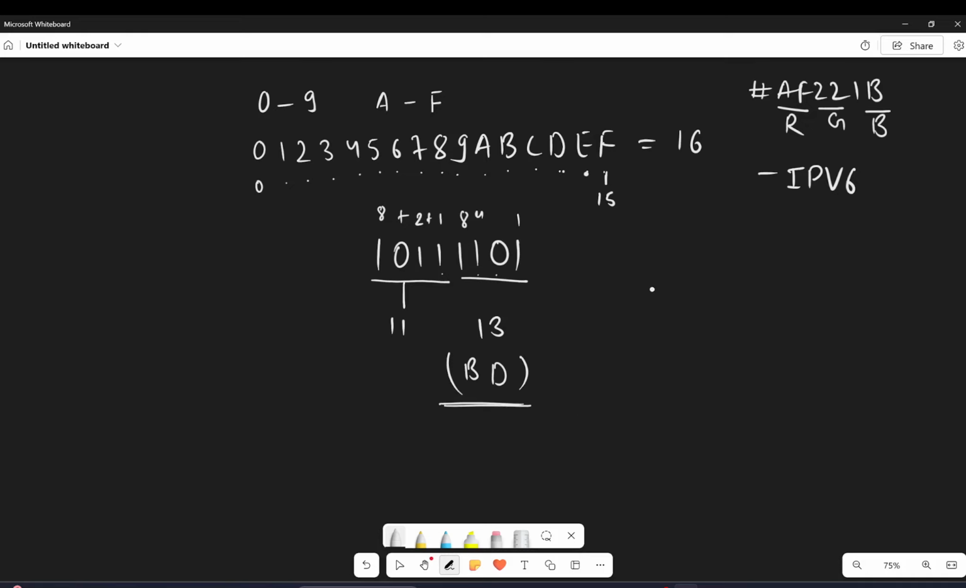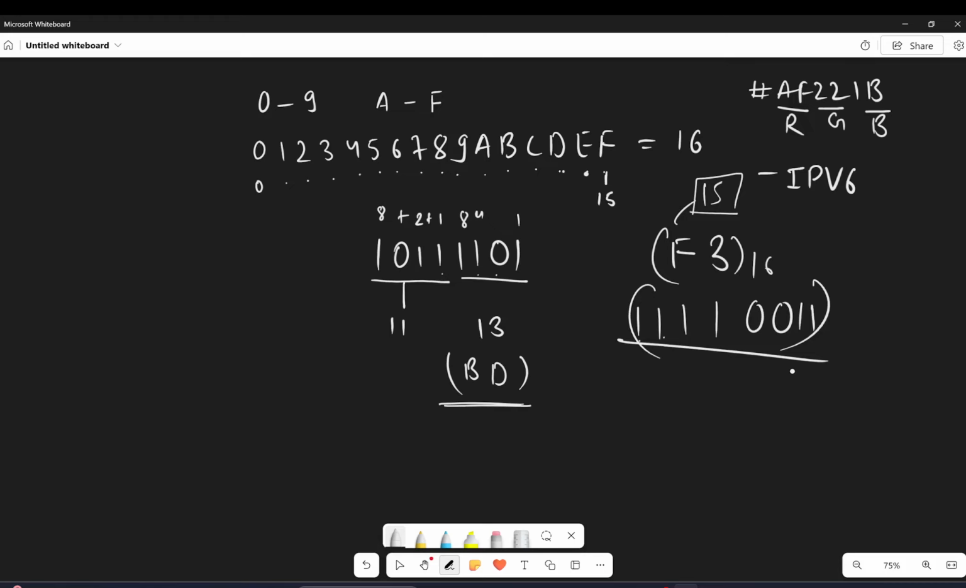Now in a similar manner, if I had to convert the hexadecimal value F3 into its binary equivalent, what's the corresponding position of F? It's 15. And what's the corresponding position of 3? Well, we need to calculate the binary value. The binary value of 15 is 1, 1, 1, 1: 8 plus 4 plus 2 plus 1 equals 15. What's the binary value of 3? Well, 1 plus 2 is 3, the rest are 0. So this is how we convert from hexadecimal to binary.